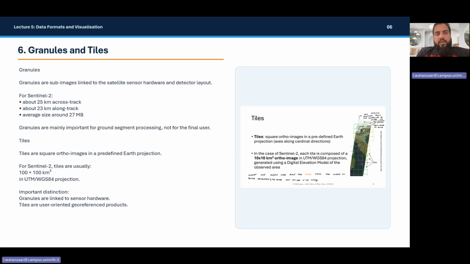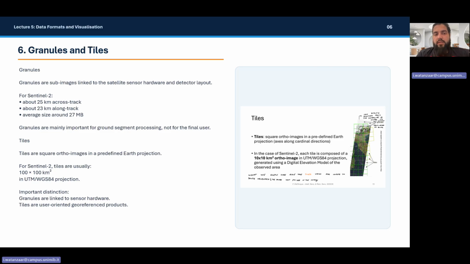Now we are discussing granules and tiles. These are some more terms in the data formats and visualization. Granules are basically the sub images linked to the satellite sensor hardware and detector layout. You can say that granules are more hardware relevant, while tiles are more for software use or for the user end. So granules are not for the user and tiles are for the user. This is a short differentiation.